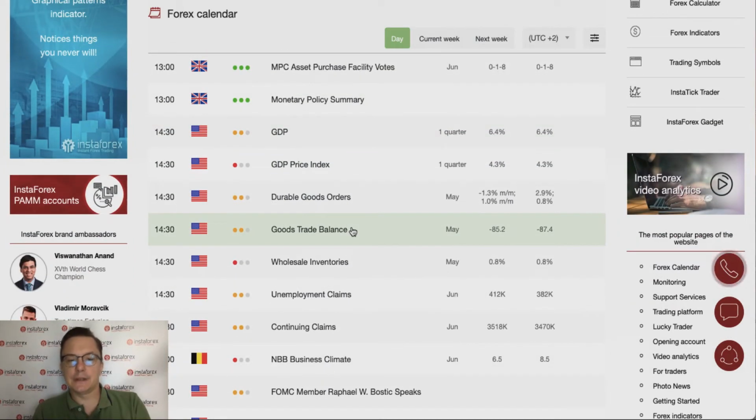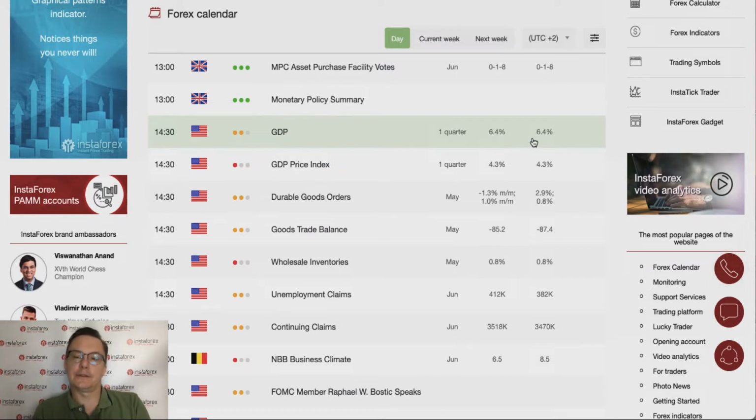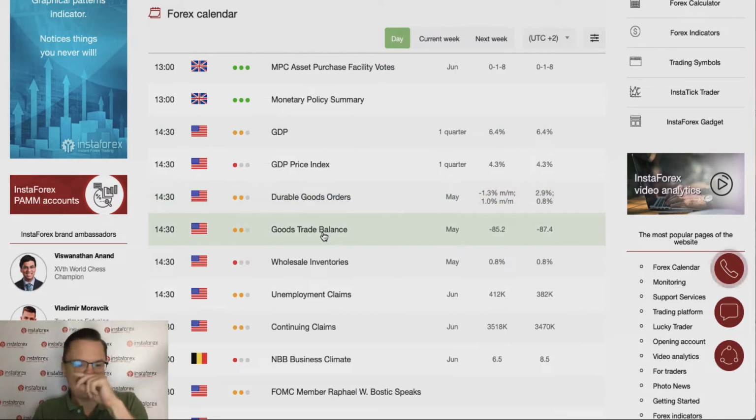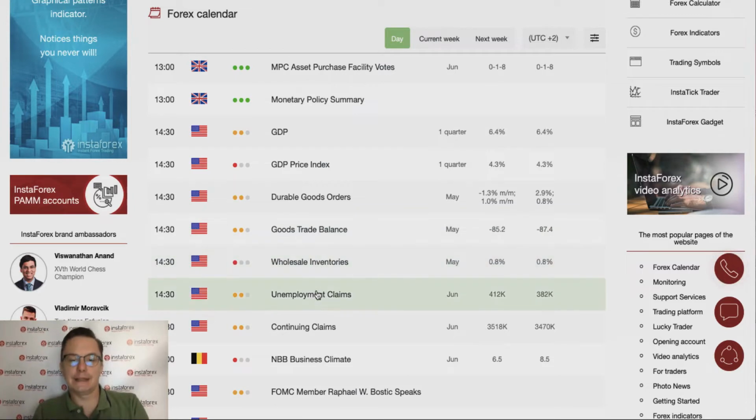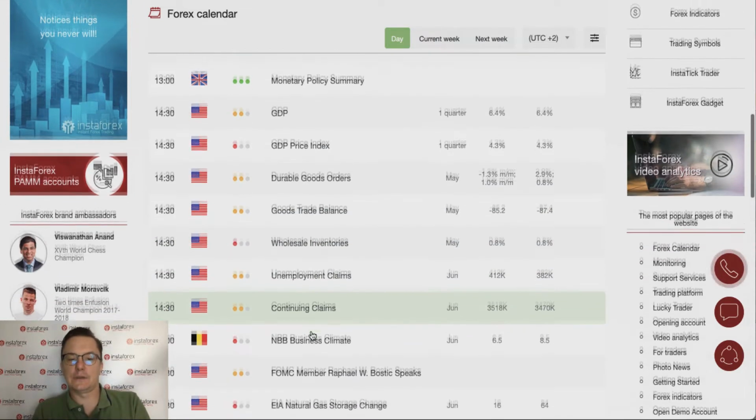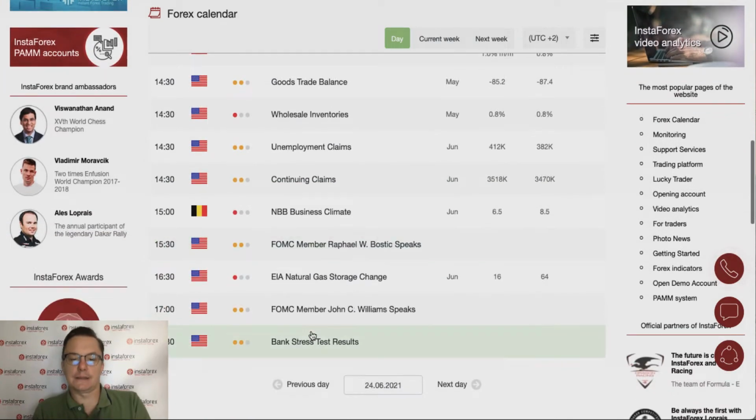During the London session, the GDP of the US is scheduled for release at 2:30. This is the GDP for the first quarter, and the market expects this GDP to be equal to the previous one at 6.4%. Durable goods orders and the goods trade balance, wholesale inventories, unemployment claims, continuing claims, all of that data is scheduled for release at 2:30 as well.